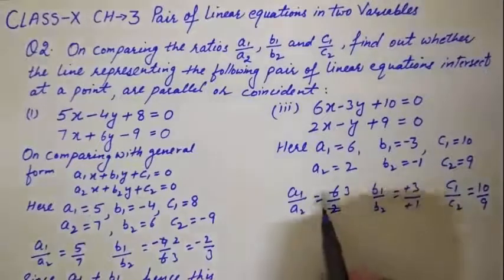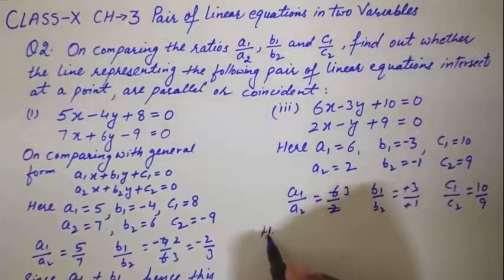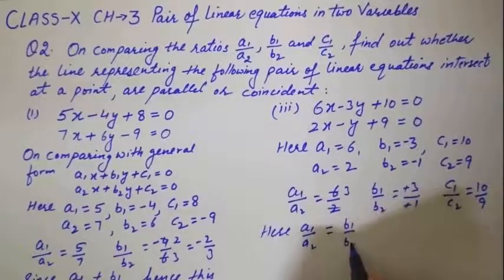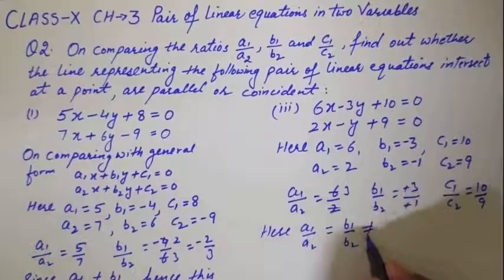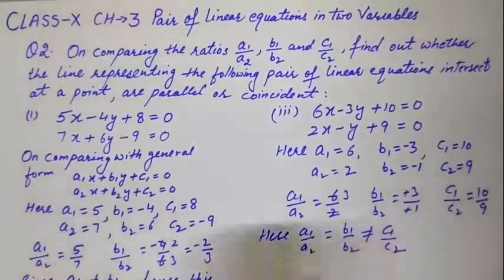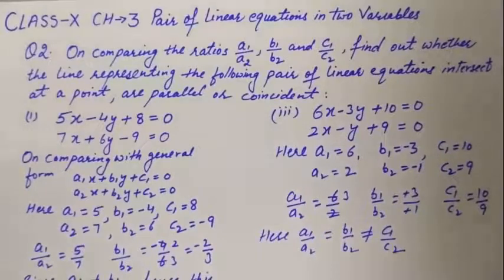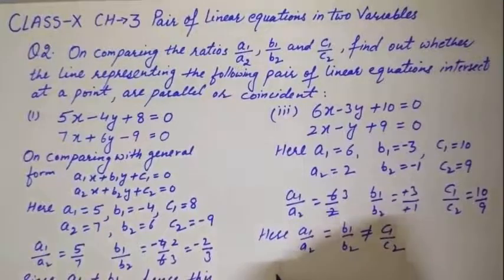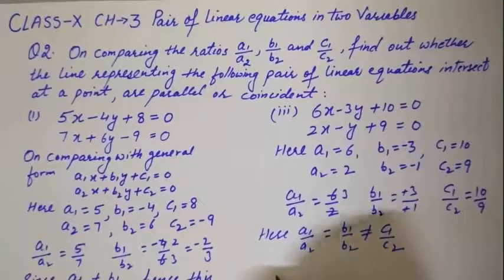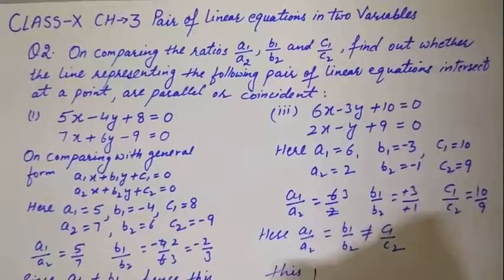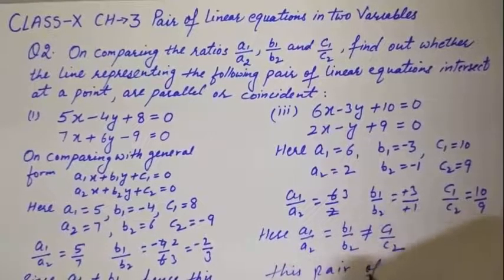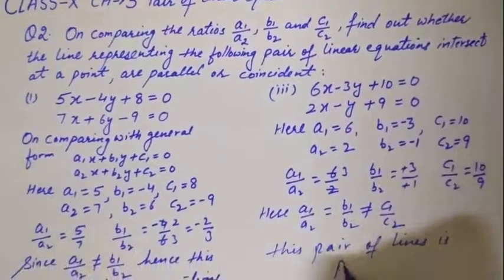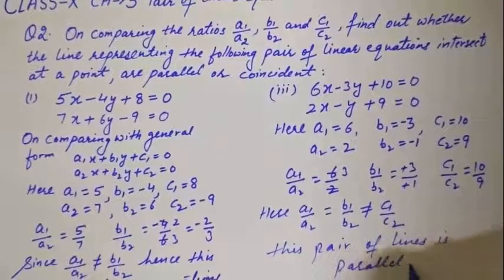So here you will see that a1 over a2 is equal to b1 over b2, because their answers are 3 and 3, but it does not equal c1 over c2. In this case, if you remember, the lines are parallel, because there will be no solution. So we'll write this pair of lines is parallel. So this way we can do this question.